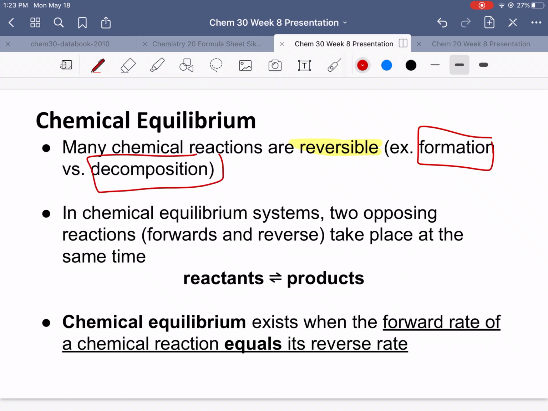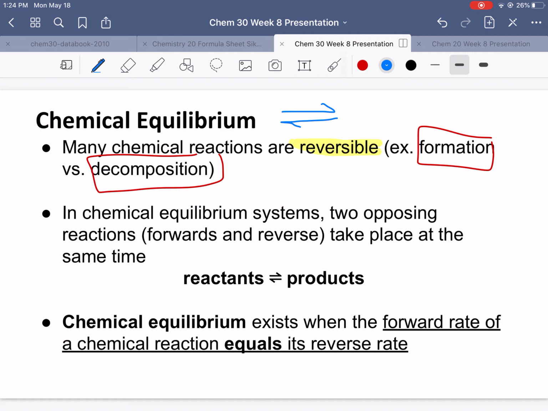Take water. If you form water, you're reacting hydrogen gas plus oxygen gas to form water. Done. While we know we can definitely put water under electrolysis and take that water and decompose it into hydrogen gas and oxygen. Reversible process, folks.